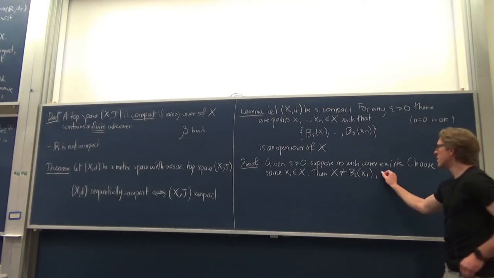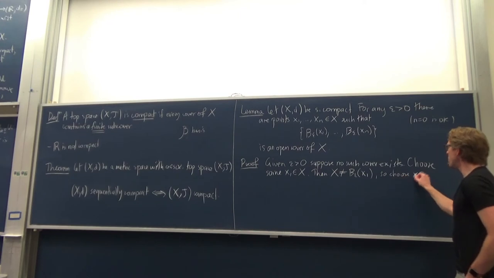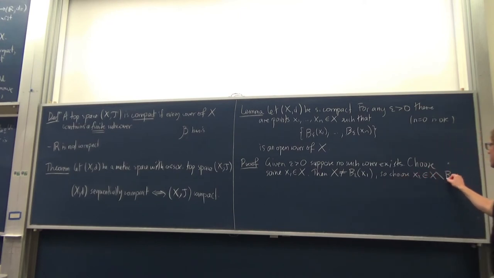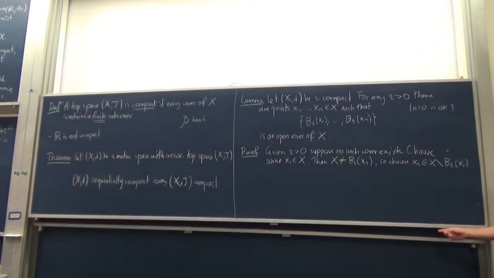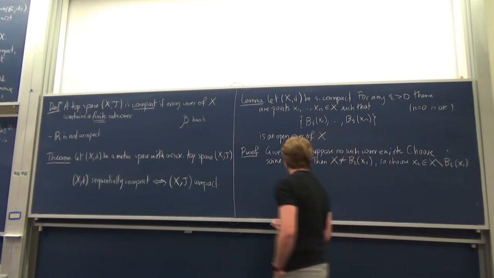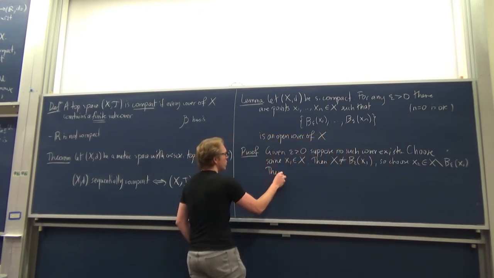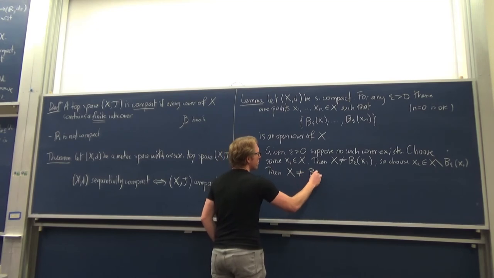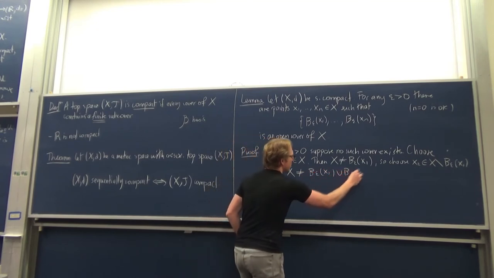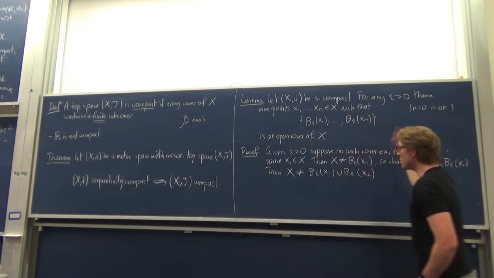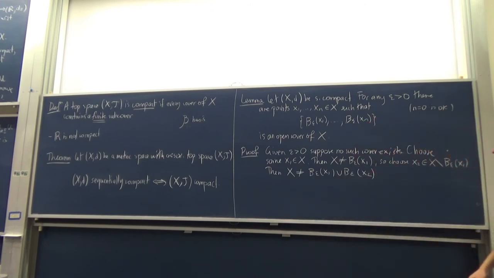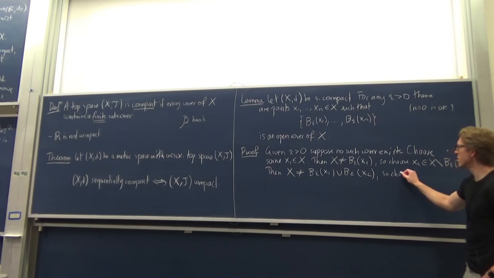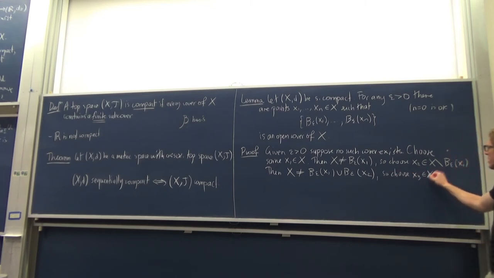So I know that there must be some point x2 which is in X. X can't be equal to the union of those first two balls, because I'm assuming that that isn't the case. So choose x3, which lies in X, but does not lie in either of those two balls that I've produced so far. Let's see now where this is going.